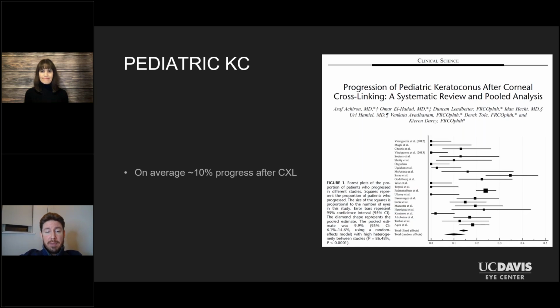On average, about 10% progress after corneal collagen cross-linking. There is some variability in this, because these are mostly international studies, and these international studies use a variety of different techniques. But on average, what they see in the systematic review is about 10%, and that gels with the overall rates of progression after cross-linking. Now, the good thing to know is that cross-linking can be repeated if progression is continuing.